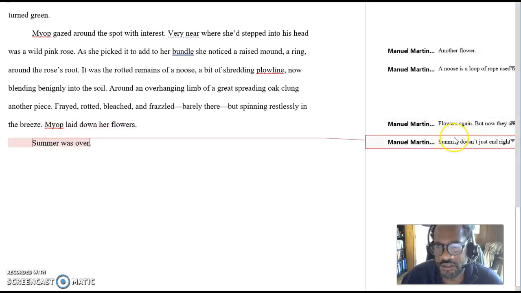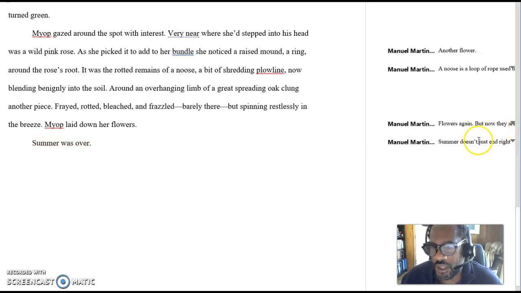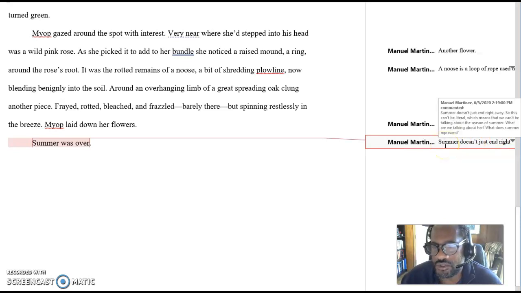And then we get the idea that summer was over, right? Well, summer just doesn't end suddenly like that. That's not how seasons work. As I say in the comments here, summer doesn't just end right away, so this can't be literal. We really aren't talking about actual summer ending. What are we talking about? What does summer represent? Summer is a time when things are beautiful outside. Life is easy. I mean, she's wandering around through the woods on her own, having a great time. That's what summer is about.